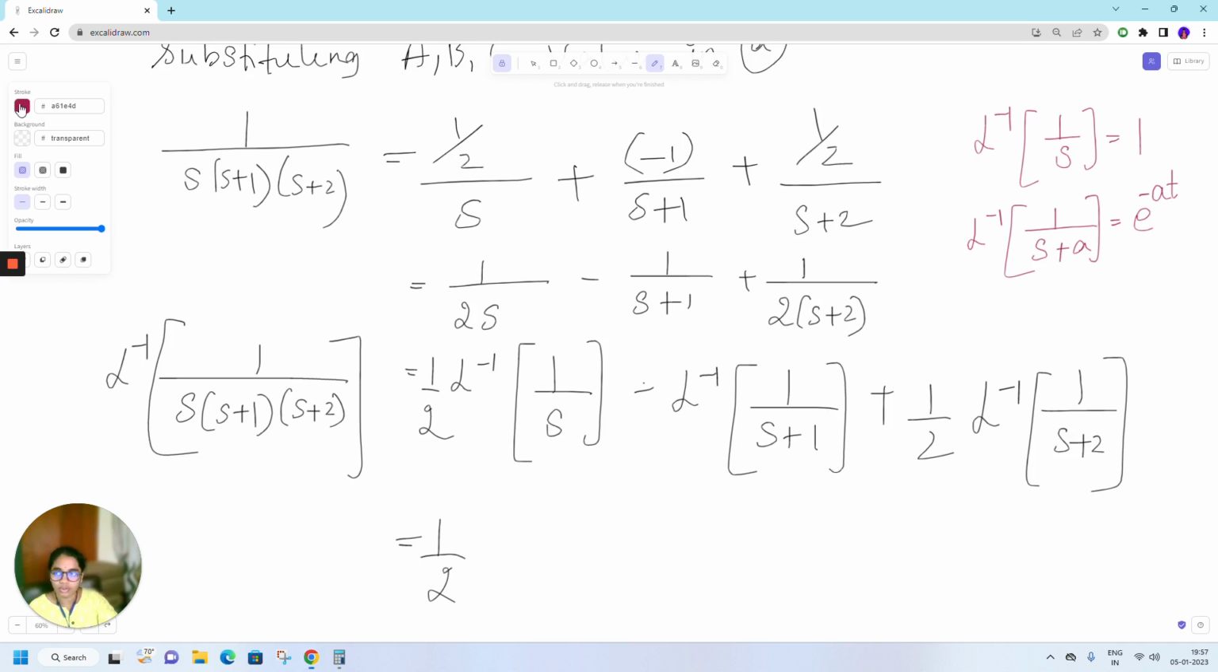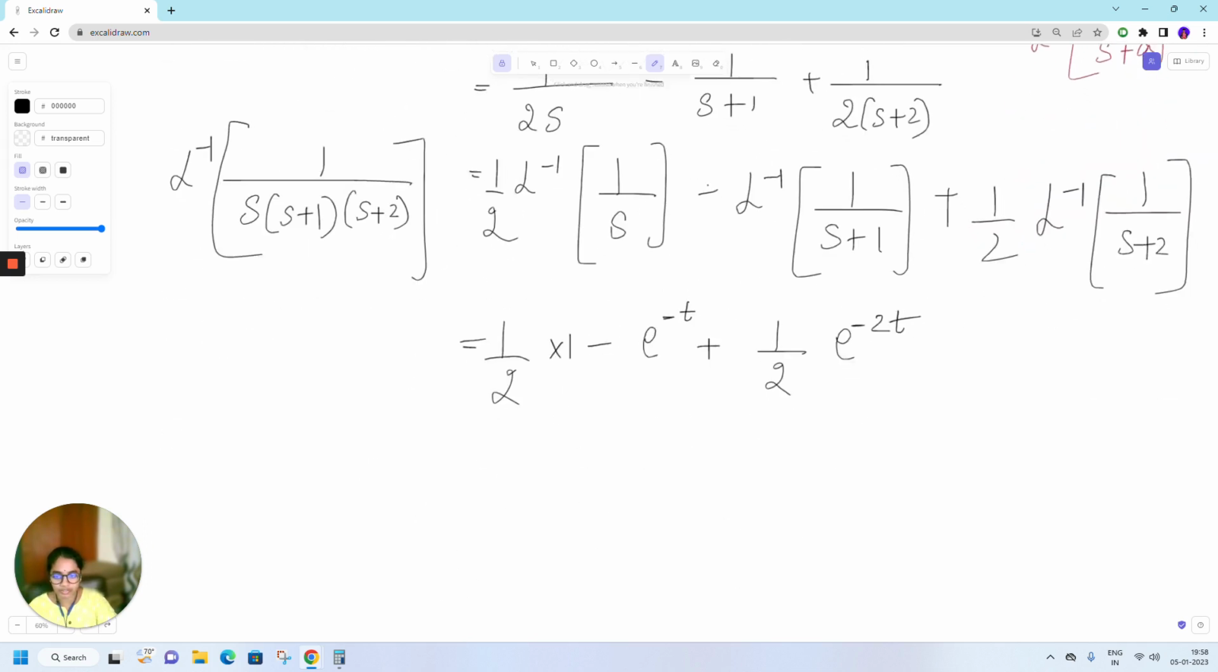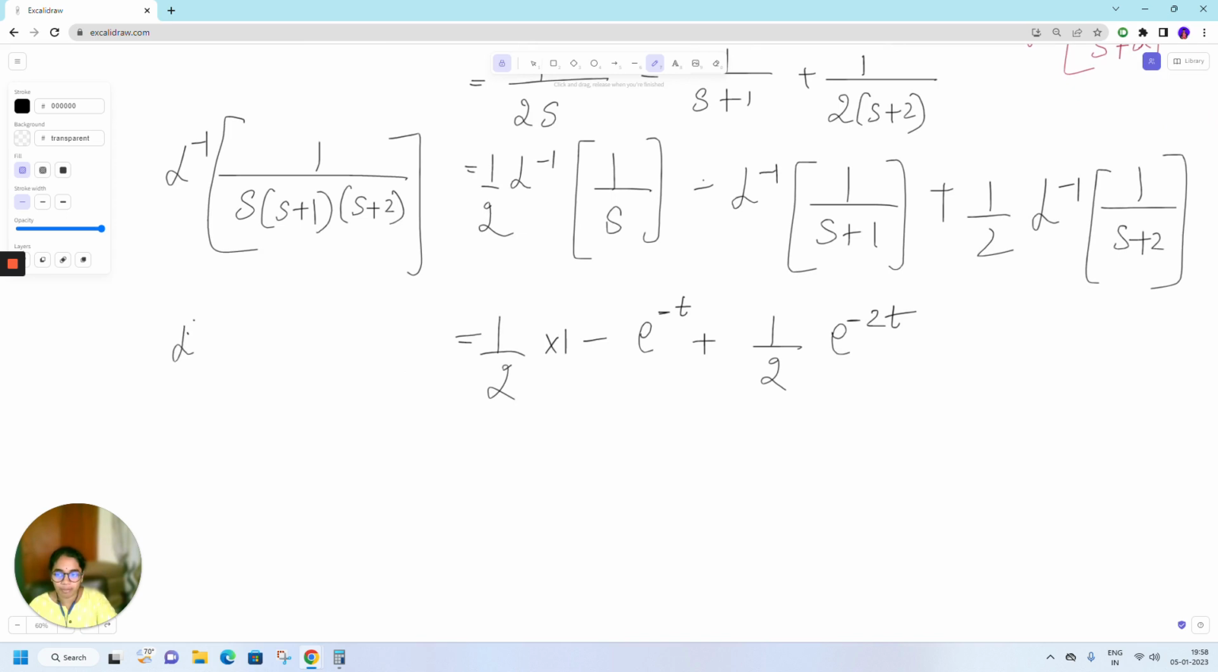Okay, so what would I write over here? I'll write Laplace inverse of 1 by s is 1 itself minus Laplace inverse of 1 divided by s plus 1 is e power minus 1 into t, which is e power minus t, plus half is a constant. Laplace inverse of 1 divided by s plus 2 is what? E power minus 2t, using this formula. Yes, so clearly we have found Laplace inverse of our given question.